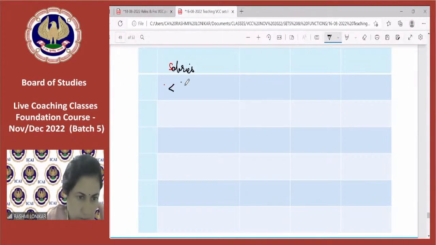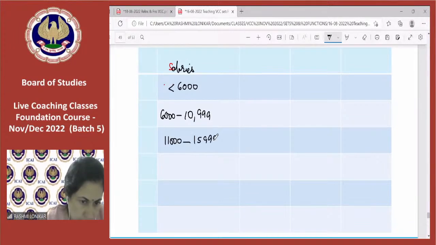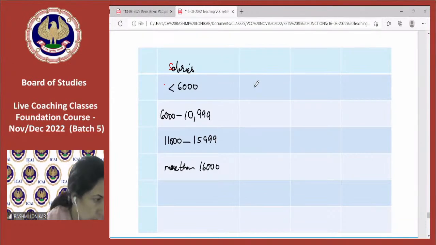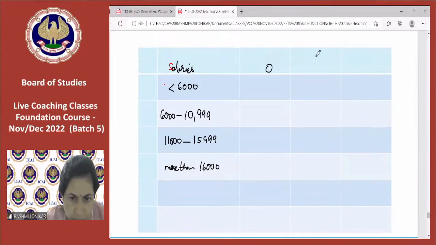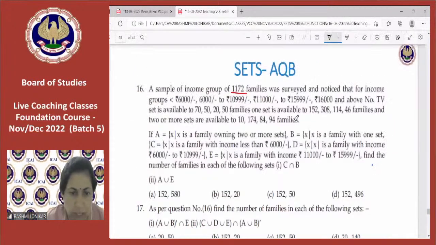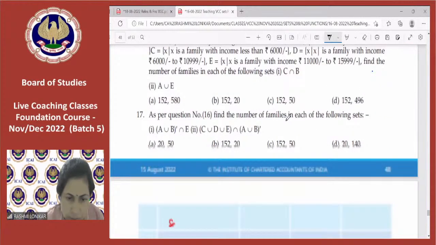This is less than 6,000. Then 6,000 to 10,999. Then 11,000 to 15,999. Then more than 16,000. Okay. And here I have zero TV sets, 1 TV set, 2 or more TV sets. Okay. This is TV sets. So I'm just using this information that they have already given over here. Okay. So we will write it down.